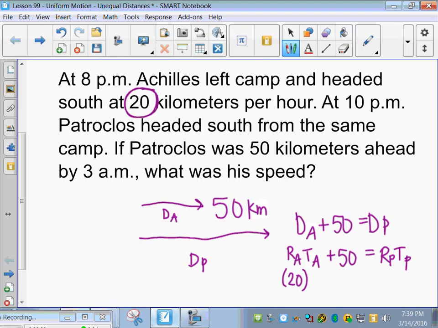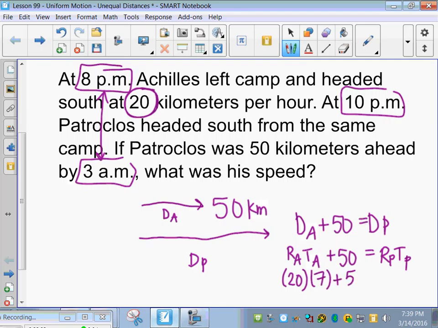But we've got 8 p.m. is when Achilles left camp, and then at 10 p.m. Pat left camp, and we're ending at 3 a.m. So how much time is it from 8 p.m. to 3 a.m.? That would be 7 hours. And then from 10 p.m. to 3 a.m., how much time would that be? That would be 5 hours. That's going to get plugged in for time Pat.